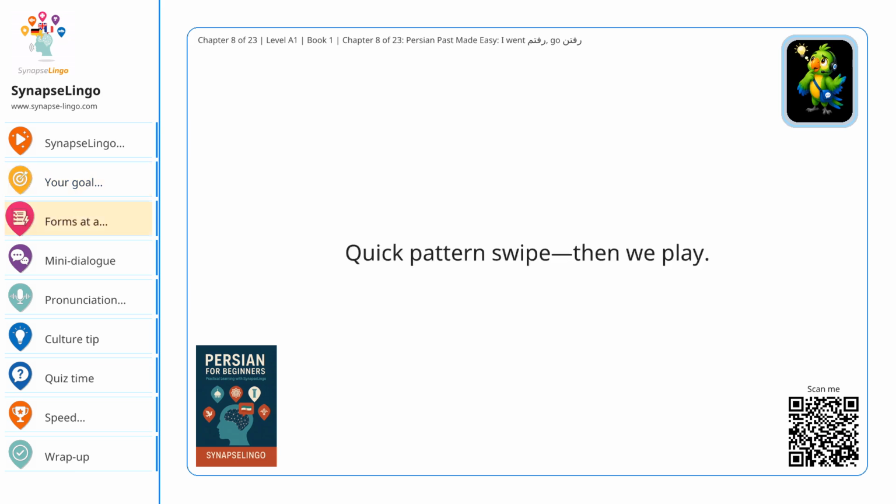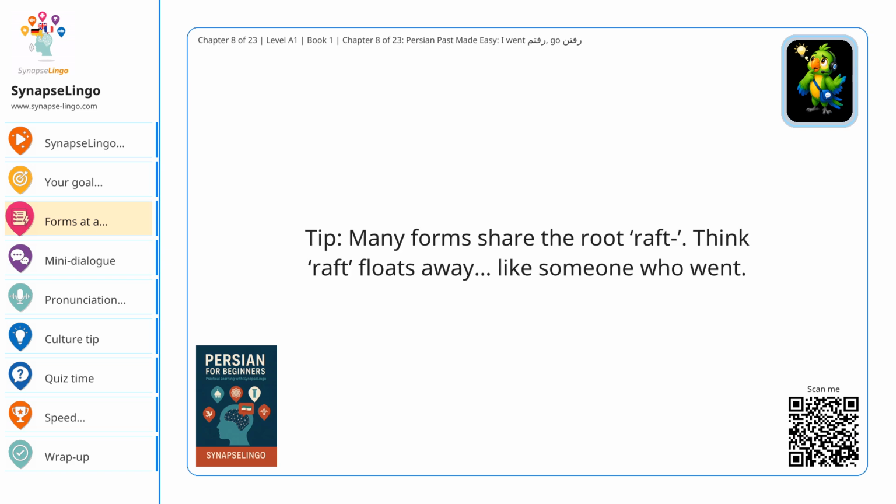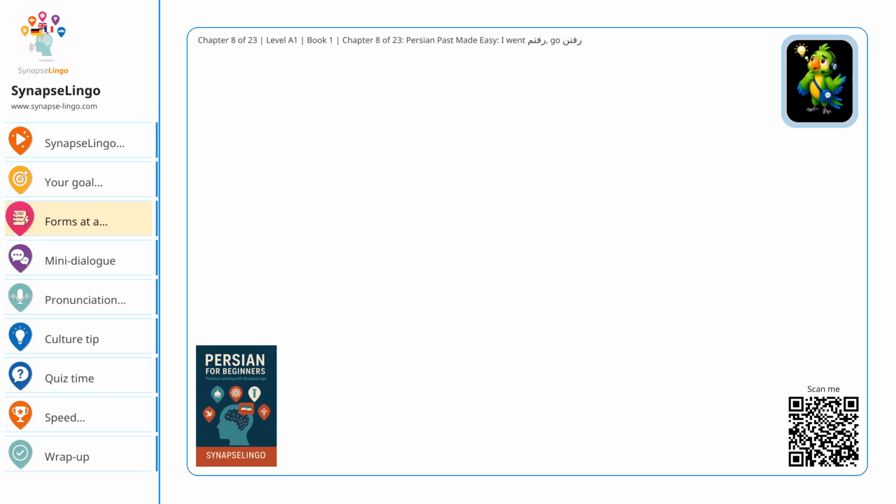Forms at a glance. Quick pattern swipe, then we play. Tip: many forms share the root raft. Think raft floats away, like someone who went. I went. رفتم. Ends with am. We went. ما رفتیم. Ends with im. Team went. You went, plural, formal. شما رفتید. Ends with id, polite crew. They went. رفتند. Ends with an, whole crowd.